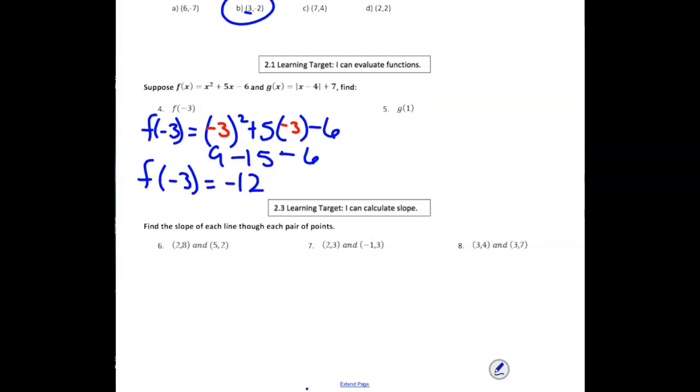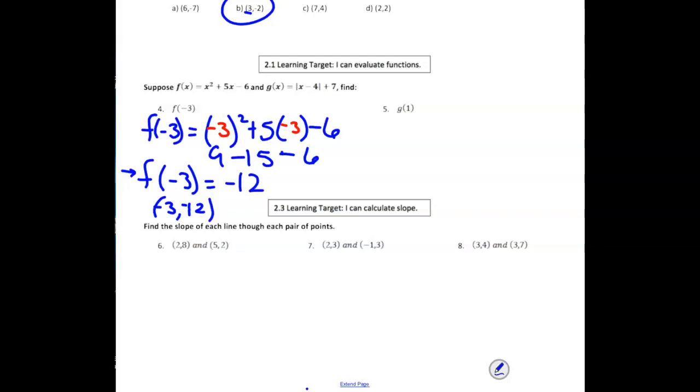I could write that as an ordered pair. What this is telling me is when x was negative 3, my y value was negative 12. Okay, I'm fine with you leaving it like this. It just said evaluate it, but I want you to understand what it is you're finding. Right? You're finding the y coordinate that goes with that x value.